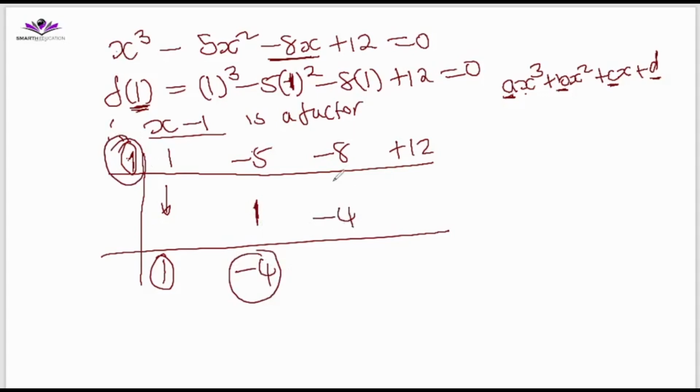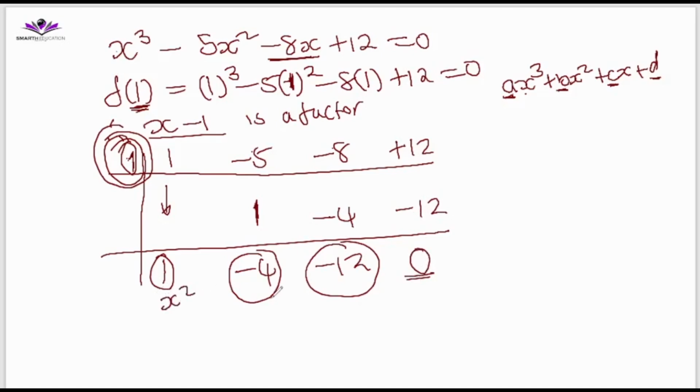What do you get? -4. Just add these numbers as they are. -8 minus 4, that is -12. And then -12 times 1, multiply with this, you get -12. You see that? And then positive 12 minus 12 is 0. This last number must always give you a 0. This is the coefficient of x squared, this is the coefficient of x, this is the constant. That's how you get the other factors.